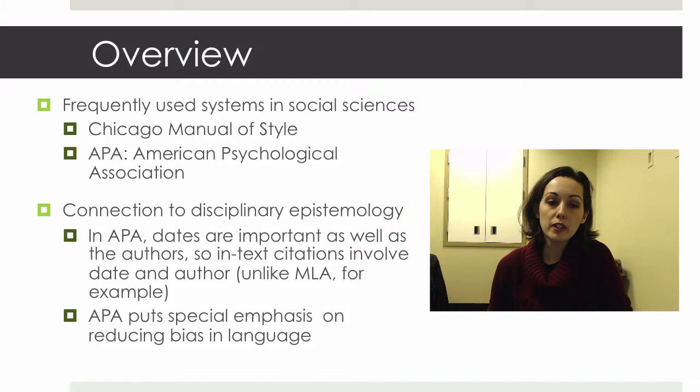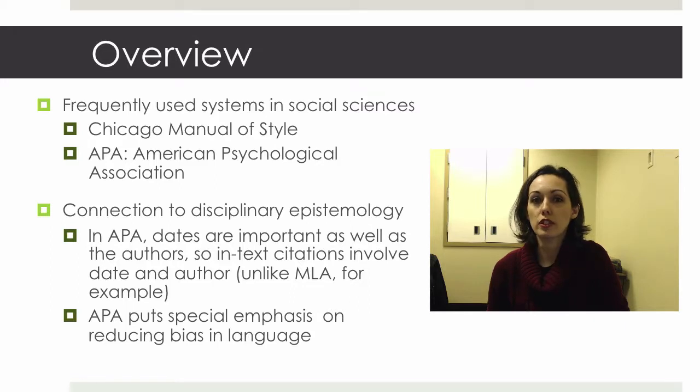So there are mainly two frequently used systems in social sciences. One of them is the Chicago Manual of Style, and the other is APA, which is short for American Psychological Association's Style Manual. In this video, this is what I'm going to tell you about. I will also use some online examples here and some of the examples that I made up for this video.